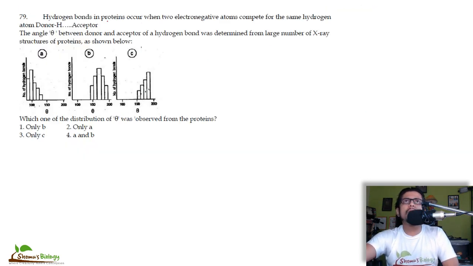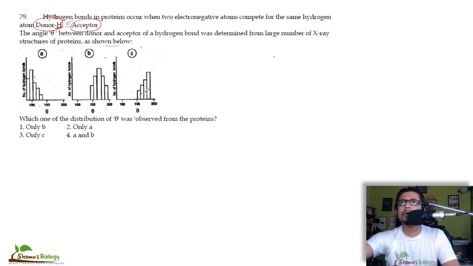It says hydrogen bonds in proteins occur when two electronegative atoms compete for the same hydrogen atom, like one donor and one acceptor. Now both donor and acceptor are fighting for the hydrogen, and only then do hydrogen bonds form. True. We also know that for H2O. Okay, so any cases where the hydrogen bonds are present, H2S. Now the angle theta between donor and acceptor of the hydrogen bond was determined from a large family of X-ray structures of proteins as shown below.